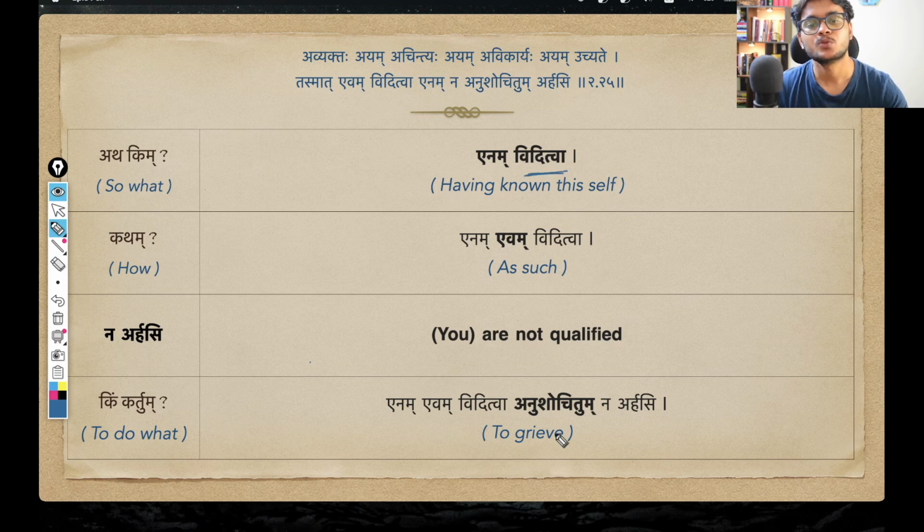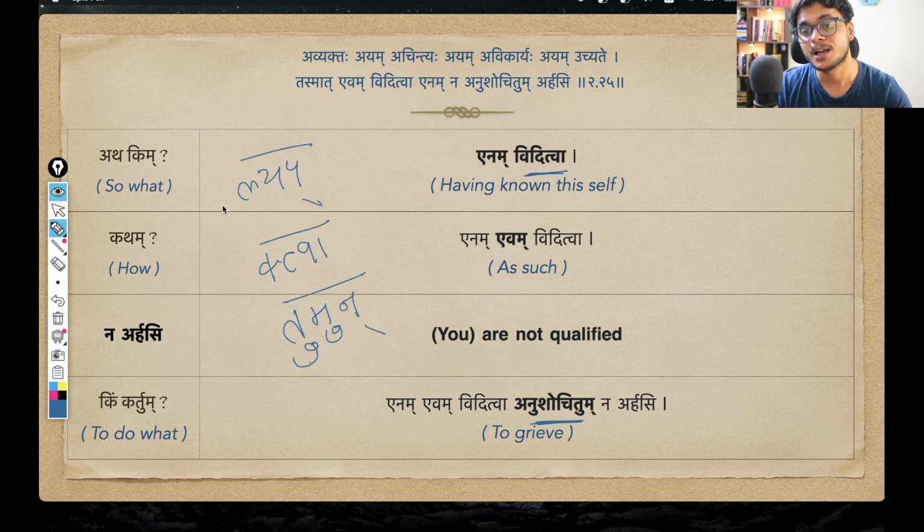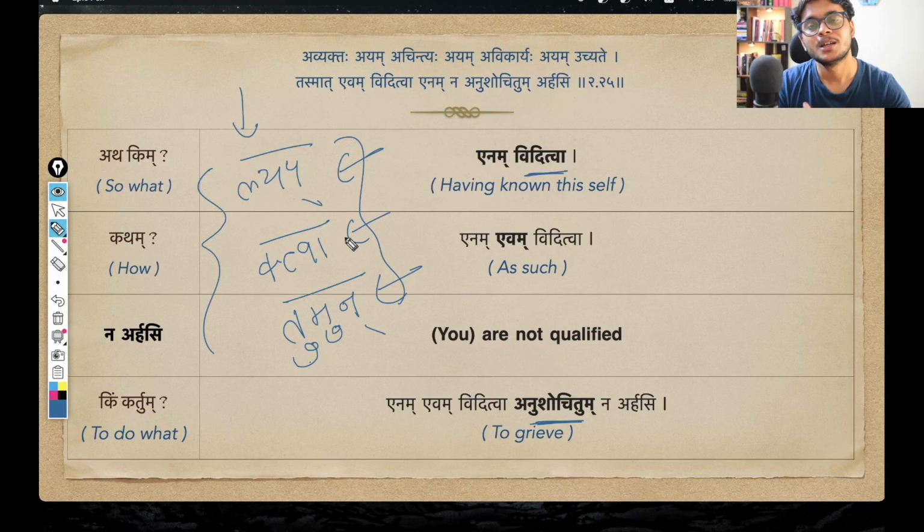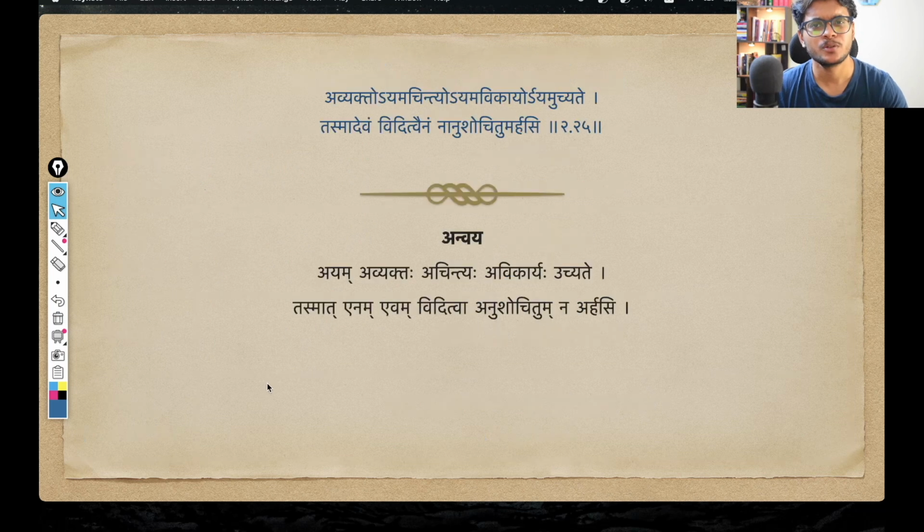See, both this viditva and anushochitum are kridanta, and both of them are indeclinable, avyaya. We know that whenever any dhatu is modified using these three krit pratyay, the lyap pratyay, the ktva pratyay or the tumun pratyay, whatever kridanta is formed is an indeclinable, an avyay. Just reminding this point again, because most kridanta become an adjective, and then they change their form based on the noun they are qualifying. But with these three pratyay, the end result is an indeclinable avyay. I hope every one of you knows this point by now.